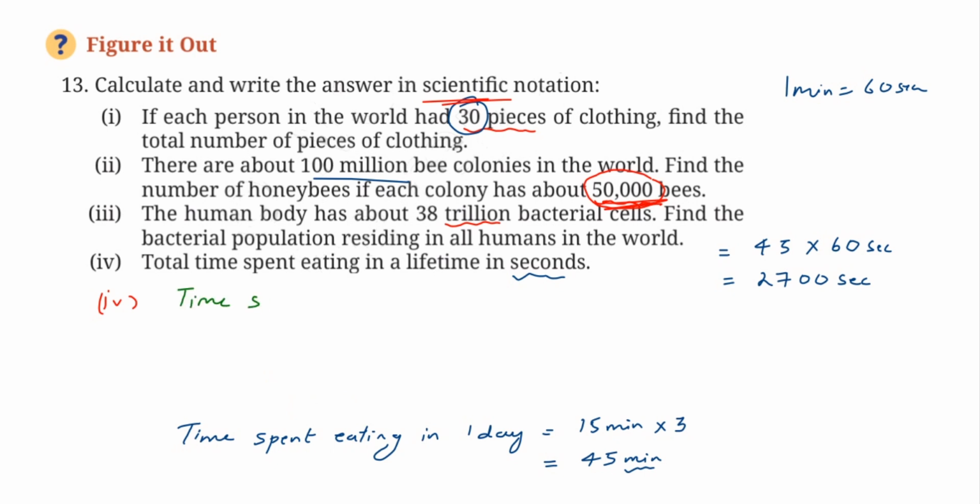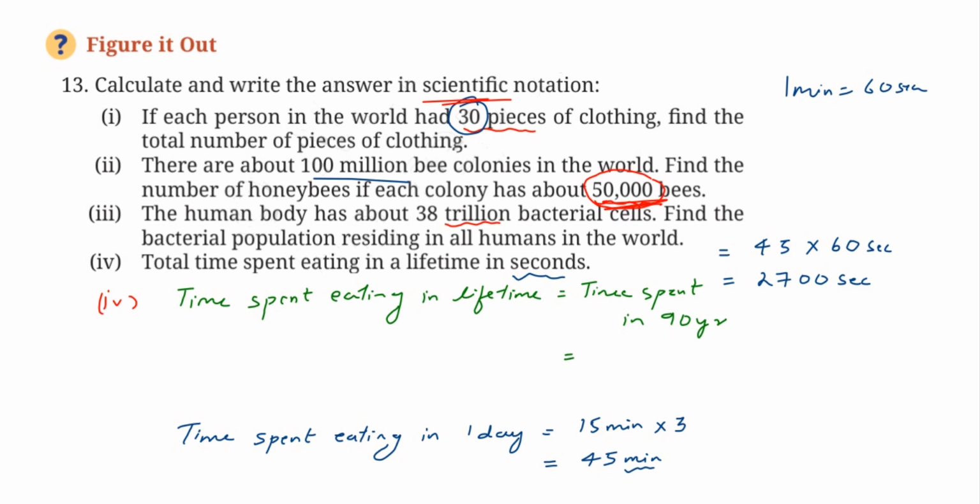Time spent eating in lifetime, I'm sorry for the handwriting, is equal to time spent in 90 years. We have assumed that the average lifetime is 90 years. So this means how much time he has taken to eat per 1 year times 90.